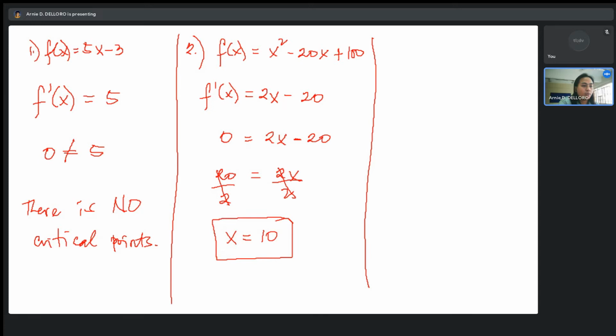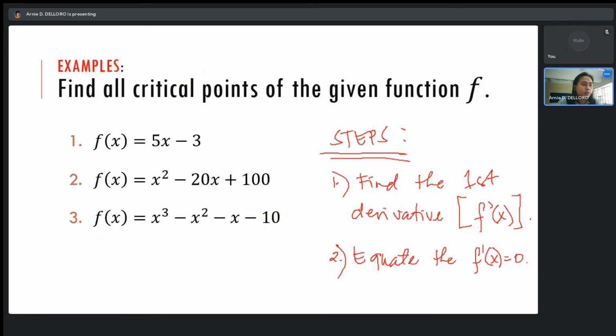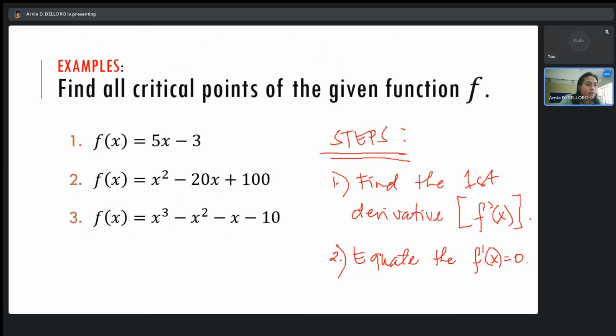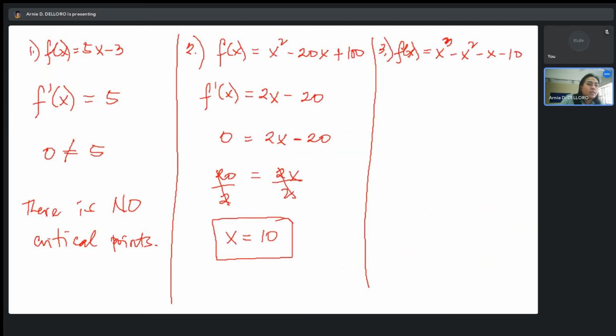My second example, we have x cubed. Okay. So number 3, f of x is equal to x cubed minus x squared minus x minus 10. Tama ba? Minus 10. Okay? So first step is to determine the first derivative. The derivative of the first term is 3x squared. The derivative of the second term is 2x. The derivative of the third term is negative 1. The derivative of negative 10 is 0.